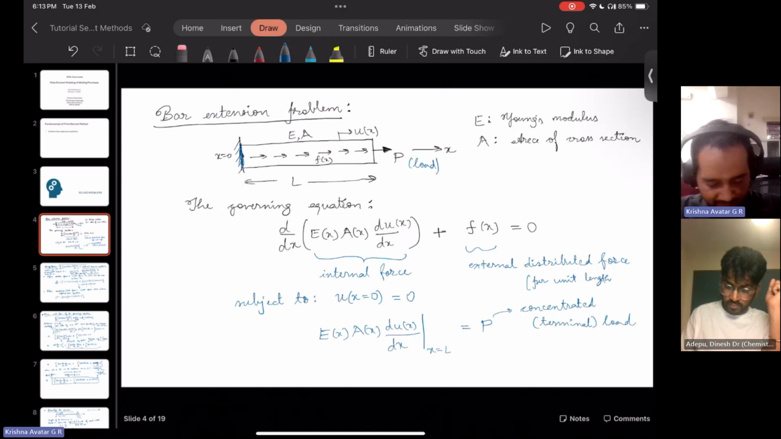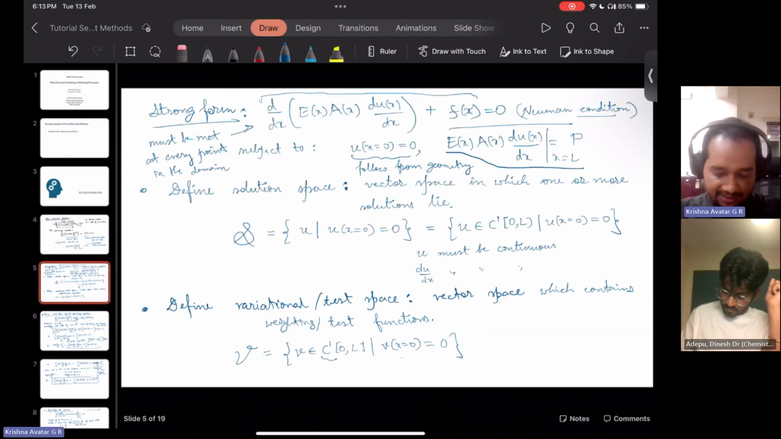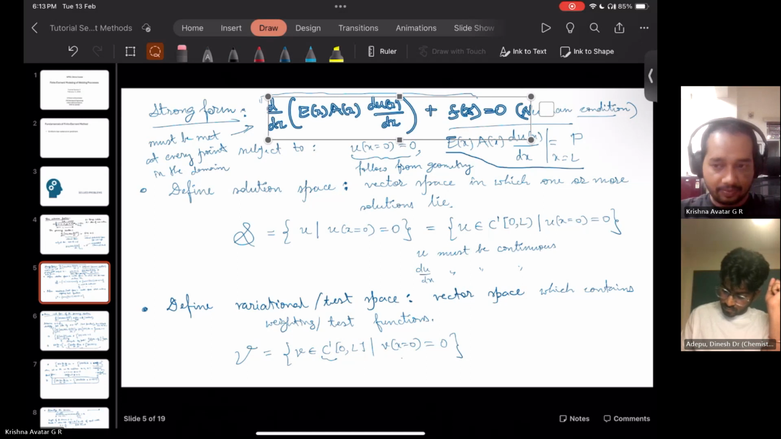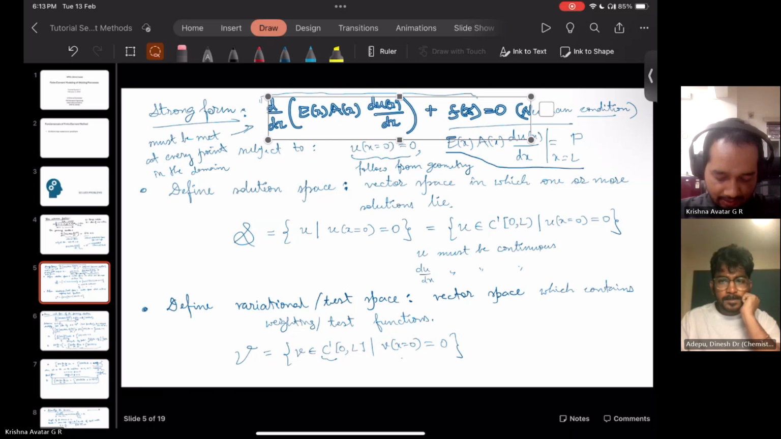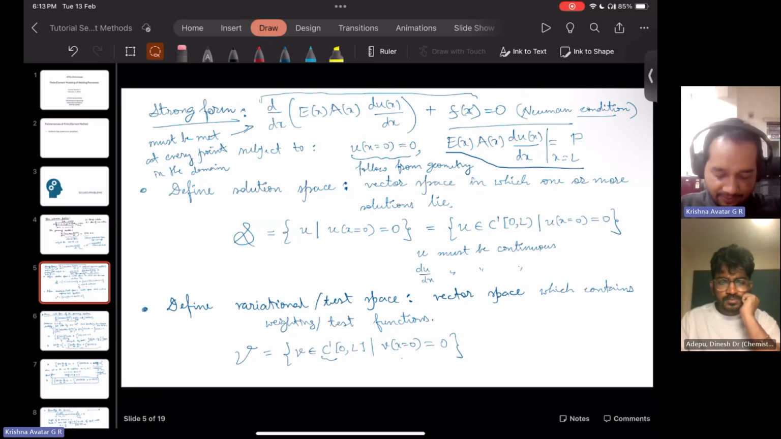So we start with this form of the equation, which is known as the strong form. And what we first do is define the solution space. The solution space is the vector space in which one or more solutions lie. Essentially, it's just a collection of functions, of which one or more will fulfill the requirements that it will satisfy the boundary conditions and also satisfy the equation.